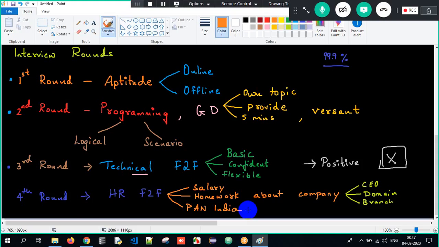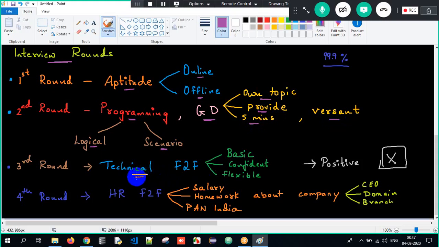So these are the various interview rounds. Majority of the time, it would happen like this. First is aptitude, which might be online or offline. Second is the programming round, a programming execution round, which might be logical and scenario based. Then the GD round, group discussion. They might have their own topic or give you one. You get 5 minutes to think about it and talk. Then the Versant round, which, due to this pandemic, might be a telephonic round as well.